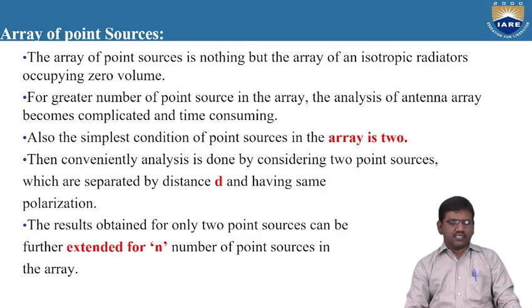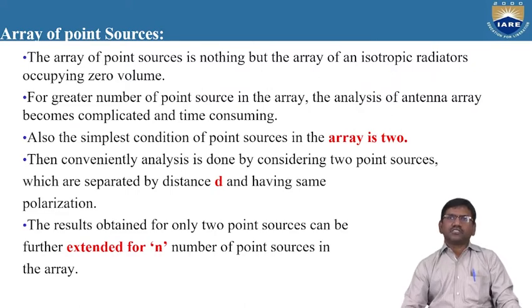The array of point sources is nothing but the array of isotropic radiators occupying zero volume. So let us see how to draw the radiation pattern by taking 2 point sources into consideration. Before going to design an array of n number of elements, let us take for example an array which consists of only 2 elements. When there are 2 elements, it is also known as an array.